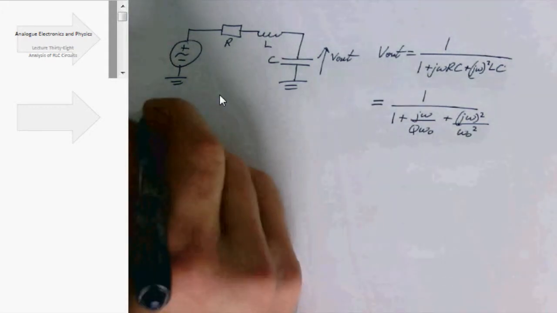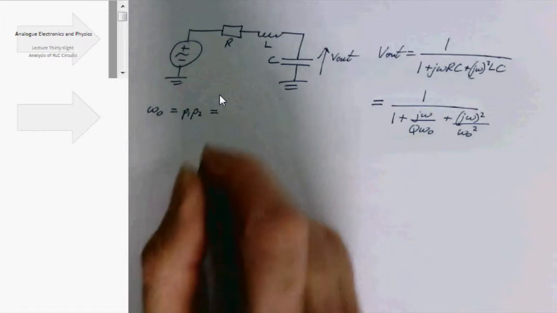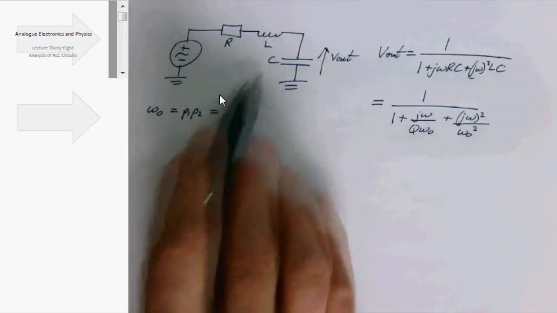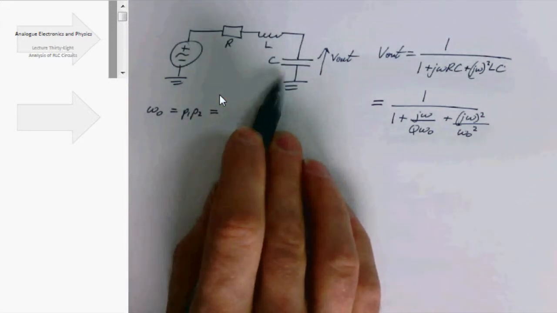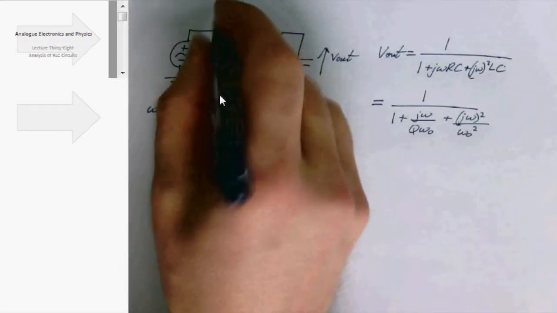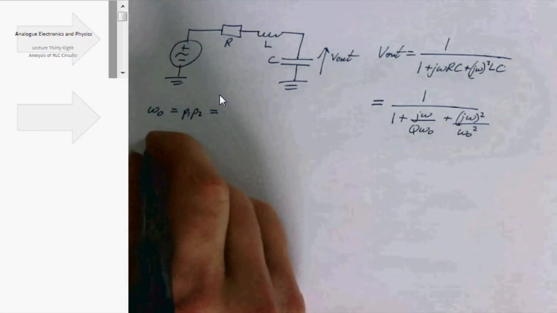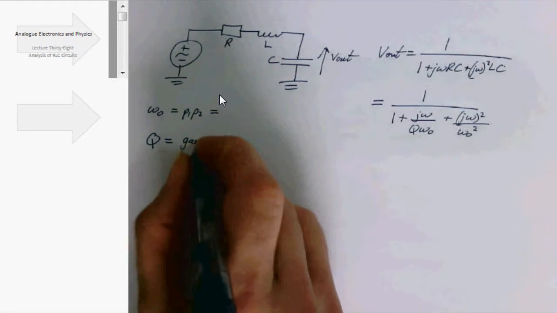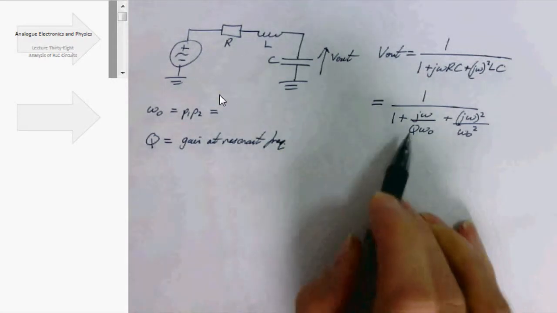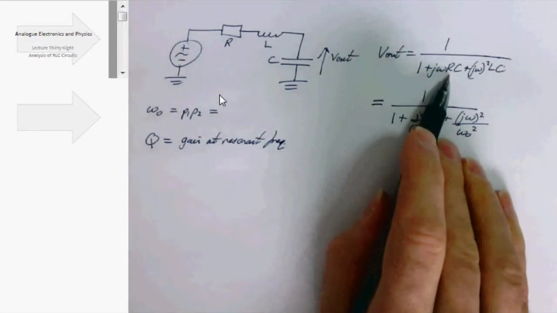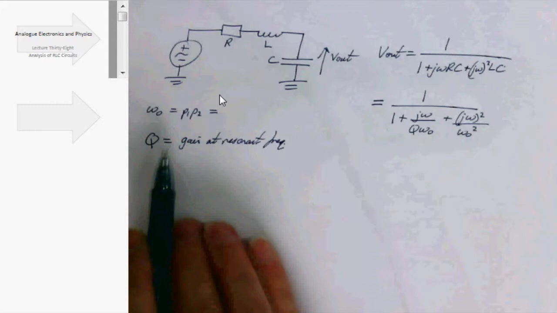And we saw that the resonant frequency is the product of the two poles, but it's also equal to the frequency at which the impedance of the inductor and the impedance of the capacitor cancel out. So at the resonant frequency, the only impedance in the circuit is due to the resistor R. And we have the Q factor as well, which is the gain at the resonant frequency. You'll notice that the Q factor depends on R, the resistance, but the resonant frequency doesn't. It only depends on L and C.